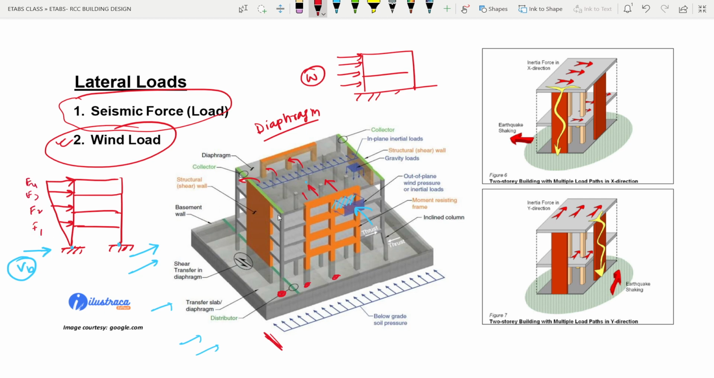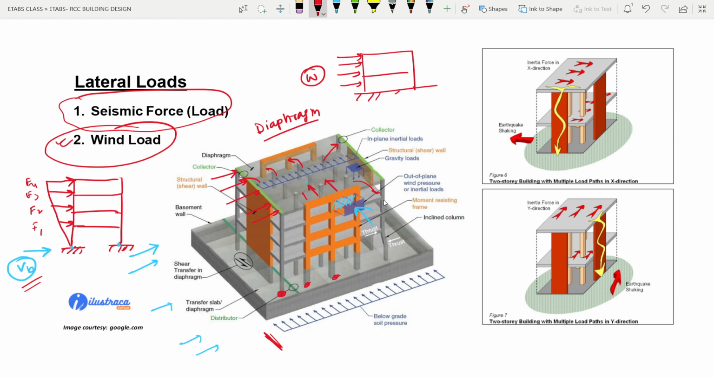So it is not a direct force like wind. It is a pseudo force, you can say. The force is actually acting at the ground level, and after finding this base reaction, we distribute it as a load on every floor level. And as we apply this load at every floor level, like here, it must be transferred from the floor level to the vertical elements, the columns.